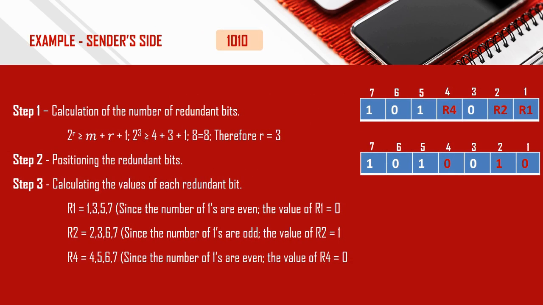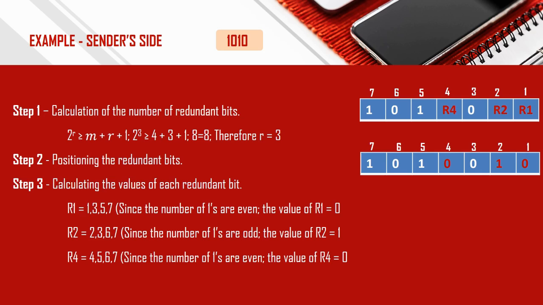Next we have an example, an example on the sender side. We have the data 1010. This data is to be transmitted to the receiver side, and using Hamming code we have to check whether there is an error in the message. If there is an error in the message, we have to correct that error. That is the purpose of this technique.